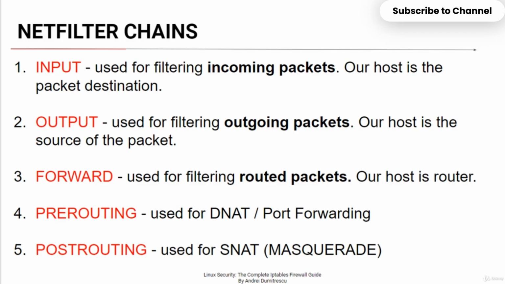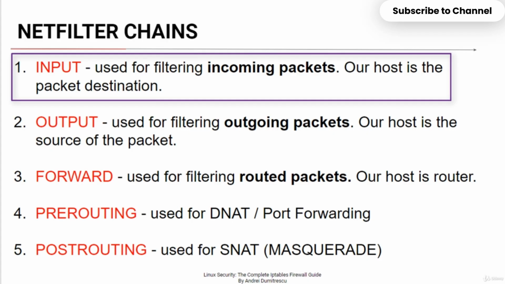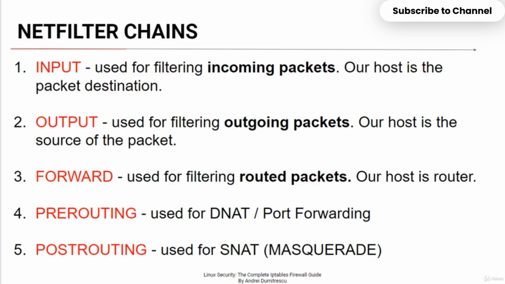One of the most used chains for packet filtering is called INPUT. This is used for filtering, so dropping or accepting incoming packets. Our Linux host is the destination of the packet. Each packet that is destined to our Linux host is evaluated against the rules of the INPUT chain. No exception here, no packet is allowed to skip this evaluation. I'd like to show you a very simple example.